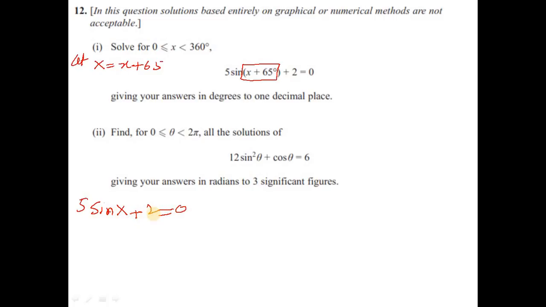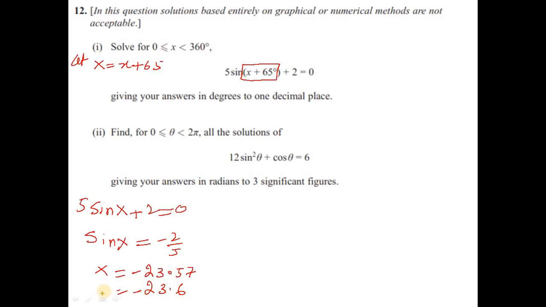Now I can easily solve this equation for capital X. So sine X is equal to minus 2 by 5. That means capital X is sine inverse of minus 2 by 5. So it will give you X is equal to minus 23.57. To one decimal place, okay, so minus 23.6.